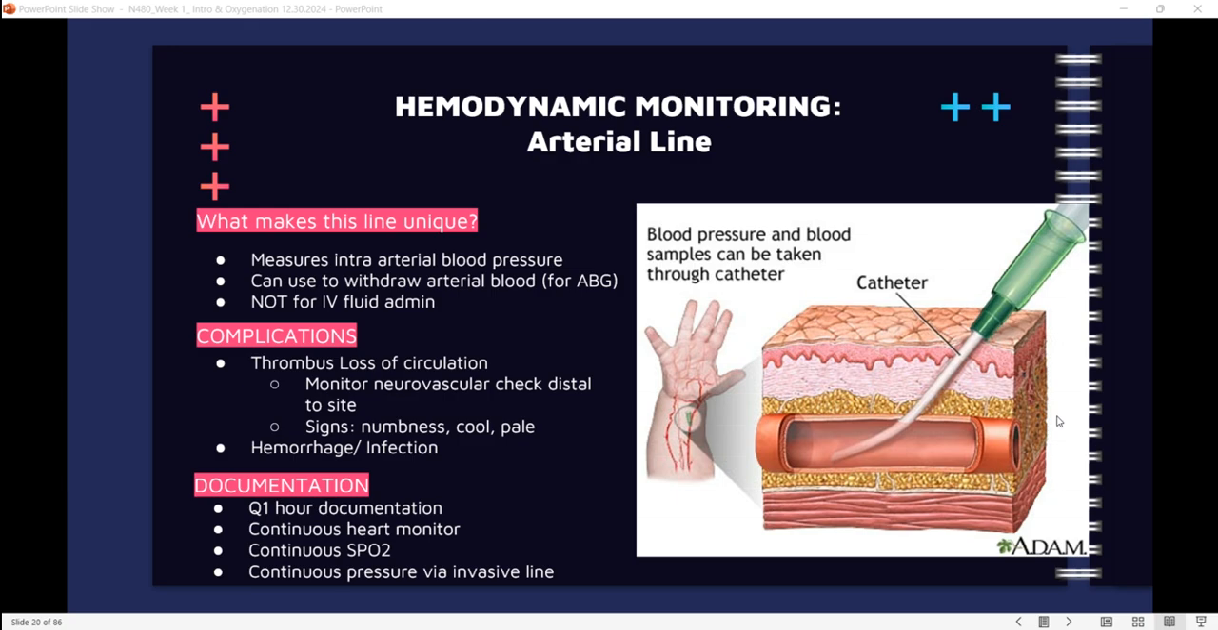All right. So those are our two hemodynamic monitoring lines. And we talked about our several different pressures, our CVP, our PA pressures, our cardiac output, and the such. So that is your lecture over hemodynamic monitoring.